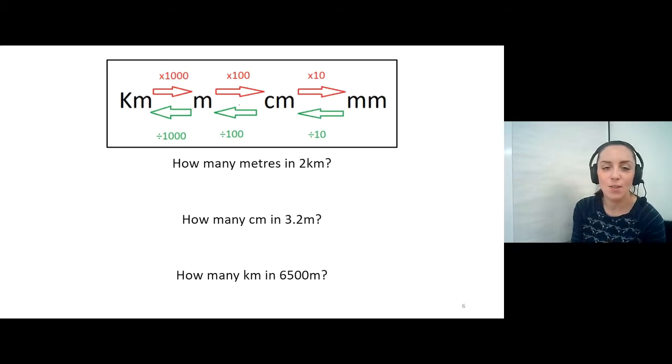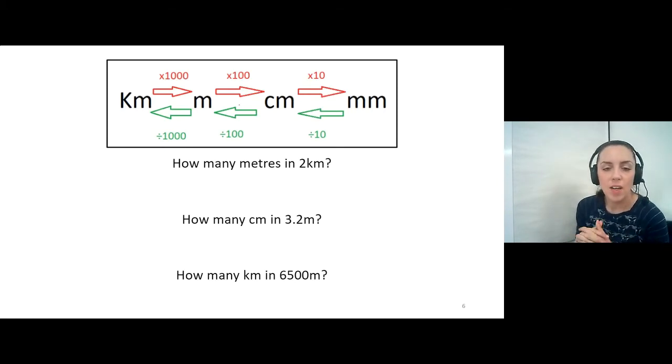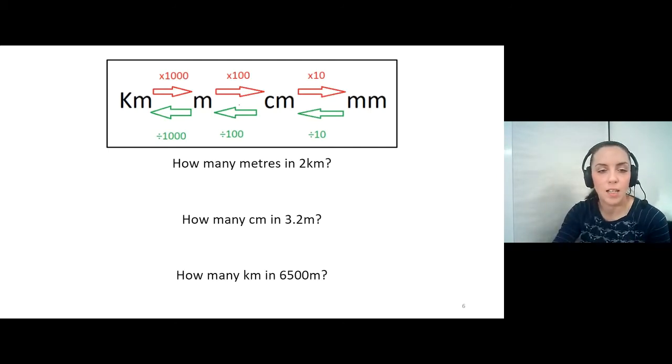So I'll just recap. We're just looking at units of measure for length at the moment. We're looking at millimeters, centimeters, meters, and kilometers. So should we have a go at answering these questions? Hopefully you've all got pen and paper ready, as always. How many meters are there in 2 kilometers? Would anybody like to hazard a guess?